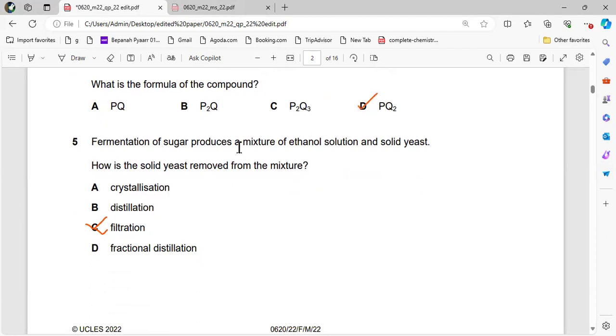Fermentation of sugar produces a mixture of ethanol solution and solid yeast. How is the solid yeast removed from the mixture? So it is removed by using filtration. No need of crystallization or fractional distillation, as the yeast is in solid state and not in liquid state. So it's an easy process by filtration.